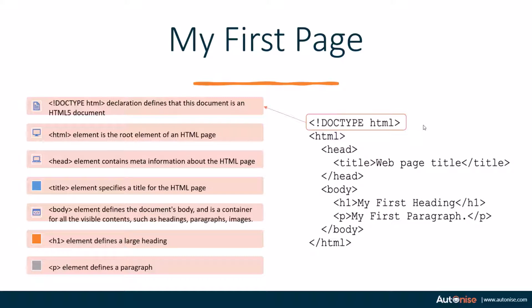So the first line, which is doctype HTML, what it does is it tells the browser that, hey, this code is of HTML5. HTML has had a very long history and there have been many revisions along the way. Currently, HTML5 is the latest version, and when you specify doctype HTML, the browser understands that this code is of the latest HTML version.